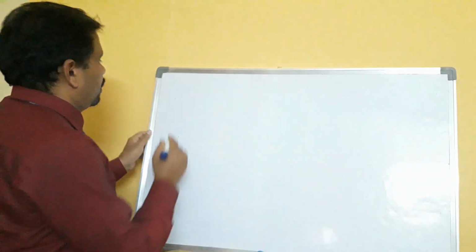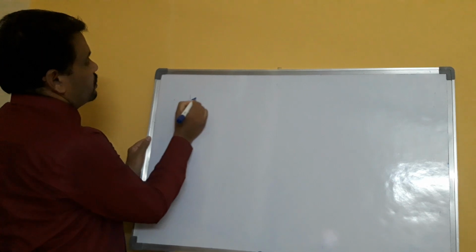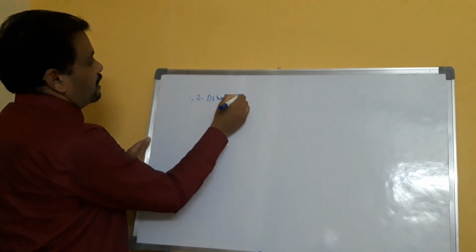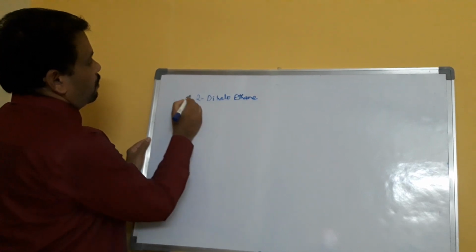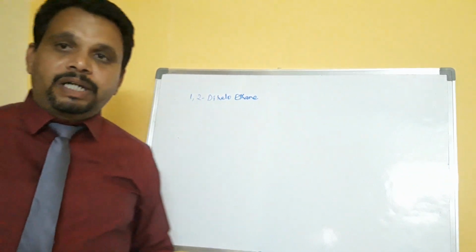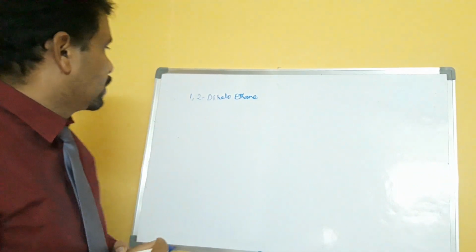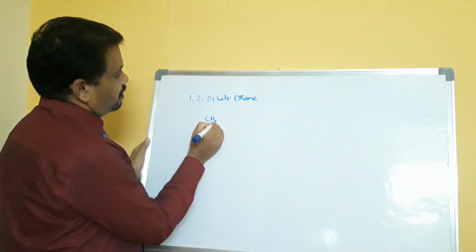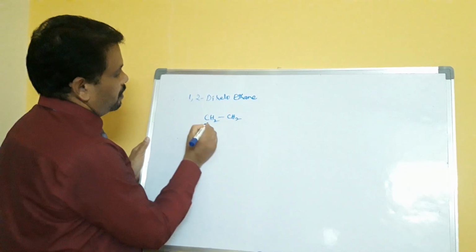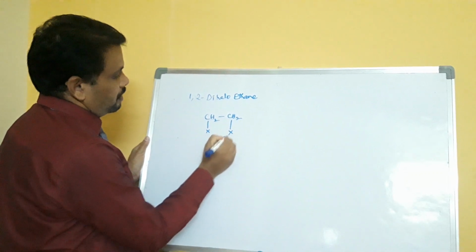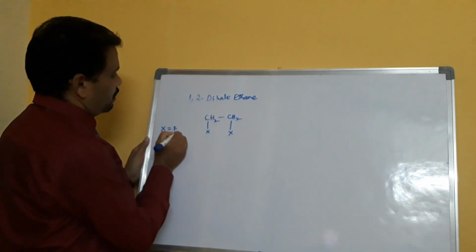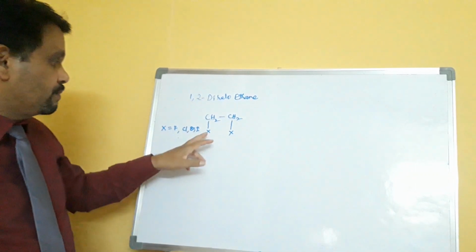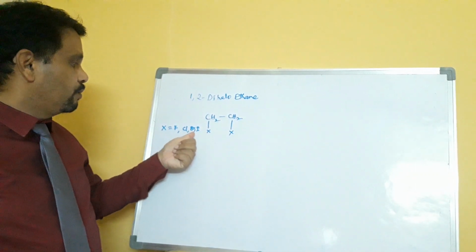Then 1,2-dihaloethane. So I'll take this example, 1,2-dihaloethane. So I'll write the structure: CH2X, CH2X. X may be fluorine, chlorine, bromine and iodine. Okay, so you can substitute X with fluorine, chlorine, bromine, iodine.